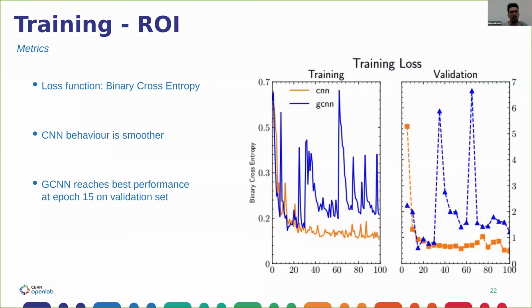And now let me present some training scores, starting from the metrics. Here you have two plots. The one on the left is for the training loss, the binary cross entropy for the region of interest selection, and as you can see, the CNN behavior is smoother. On the right plot, we have the validation metrics. But as you can see here, the best score on the validation set is given by the GCNN at epoch 15.